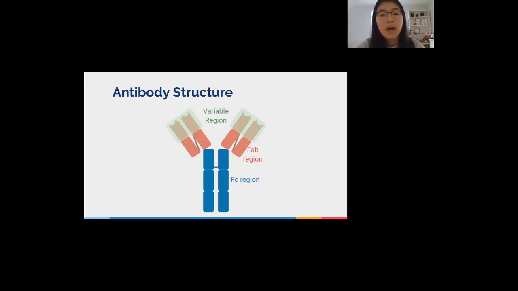The blue part on the bottom, the stem of the Y shape, is the Fc region, or the constant region, and its structure is the same in all the antibodies of the same class in your body. The red part is the Fab region, which is the antigen binding fragment. This is the part that actually binds and interacts with the antigen usually. The green part is the variable region, and its structure varies greatly across the different antibodies, and it is complementary to the antigen that it is binding to. So this is the antigen, and this is how we would usually bind to a protein.